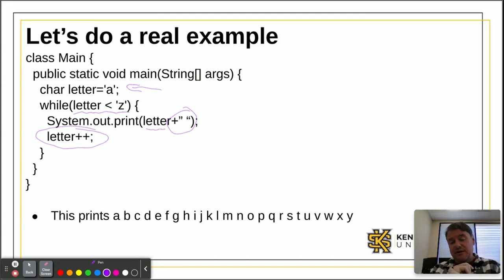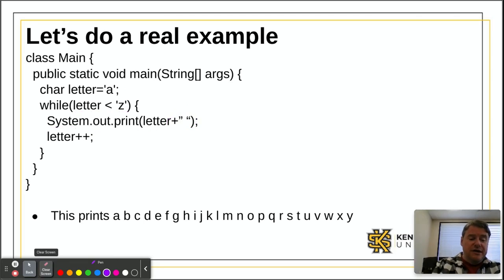Just like numbers, because the letters are numeric, it knows that A comes before B, which comes before C, and so you can just say letter plus plus if you have a character. So the character A plus plus is B, and the character B plus plus is C, and so on and so forth. So overall, what's going to happen here is we set letter to A.